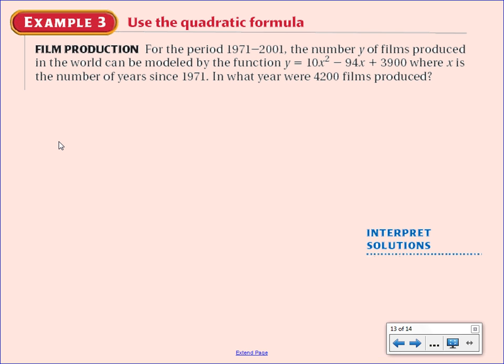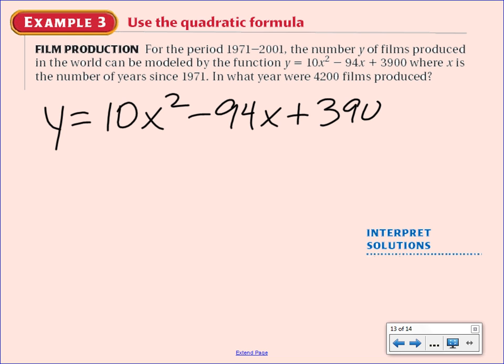Okay. To use the quadratic formula, we're going to take a look at this particular example problem: number of films produced worldwide. We are told in the problem that the number of films produced worldwide can be modeled by the function y equals 10x squared minus 94x plus 3900.